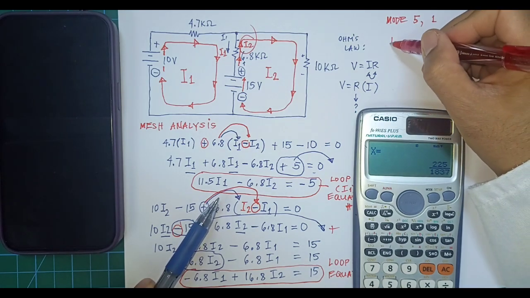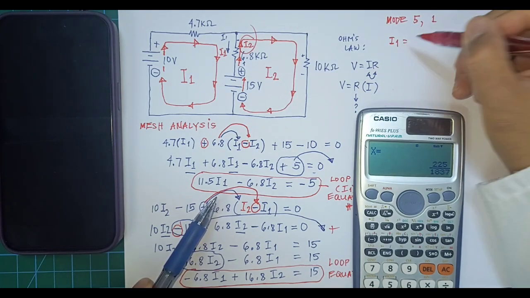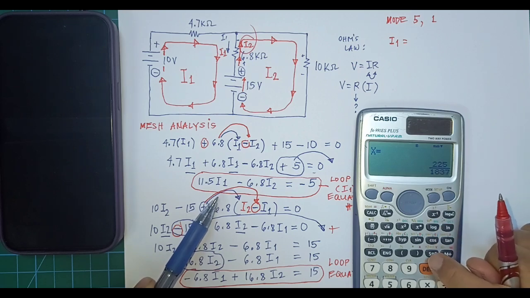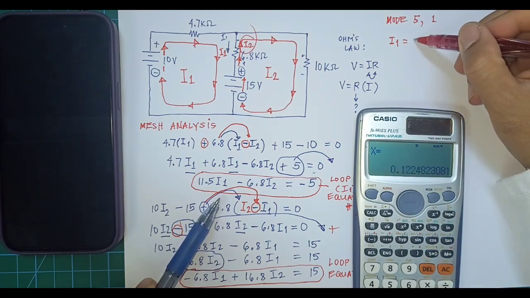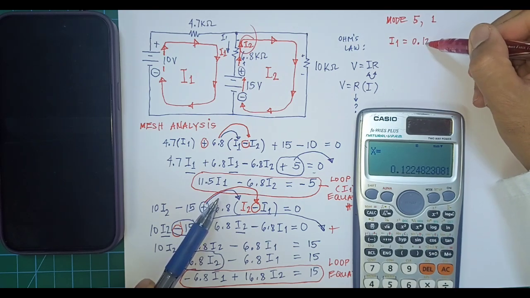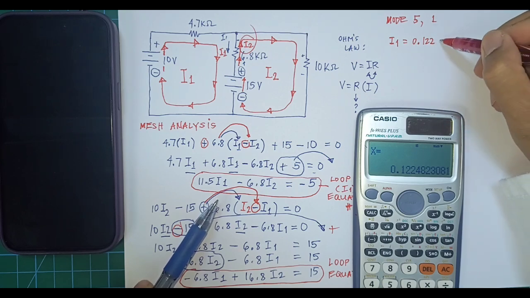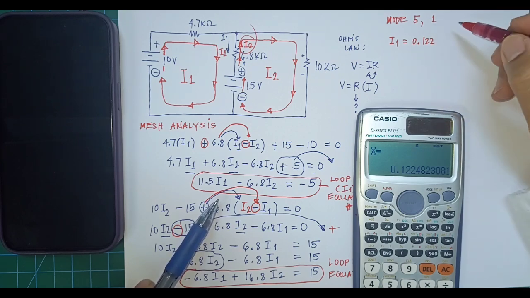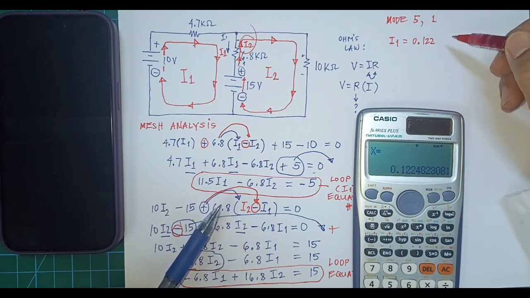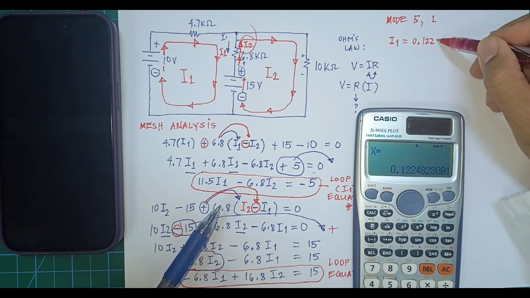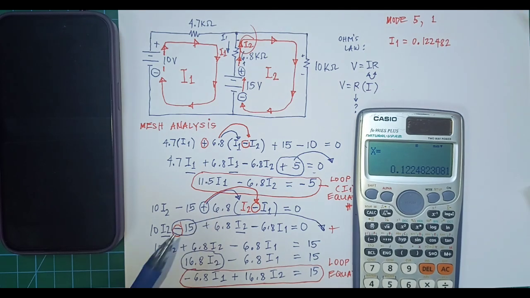Now I know my I1. My I1 is equal to this value, and we will just change it to a decimal number, which is 0.122482.